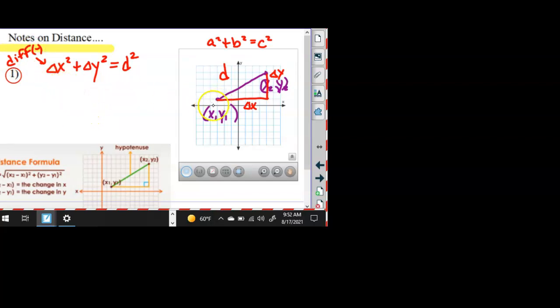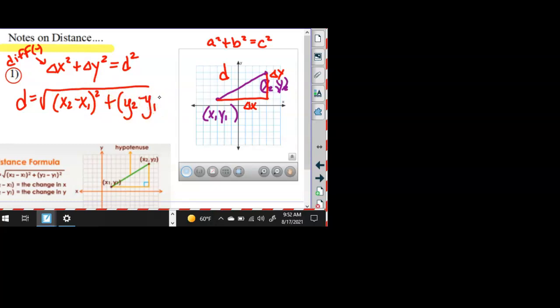So if we can find how far apart the x's are and how far apart the y's are, square them, added together, we'll get the distance squared, which actually gives us this distance formula, and I'll write it out how you've probably seen it before. So you subtract the x's, and you subtract the y's.